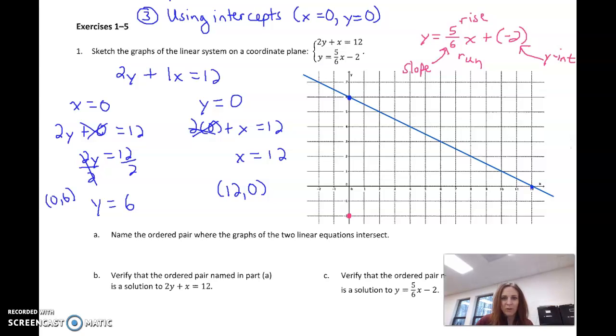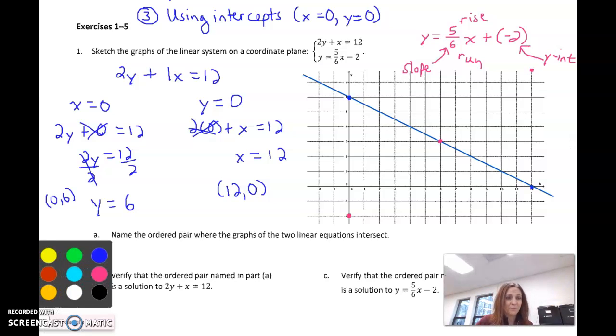1, 2, 3, 4, 5. And it's a positive 6, so I'm going to go to the right 6. 1, 2, 3, 4, 5, 6. You could do it again if you wanted. More than one point usually helps you draw the line.